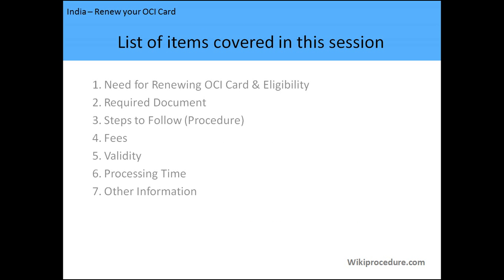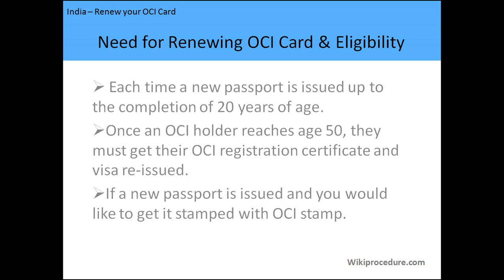So these are the list of items that I'm going to cover in this session. There are three eligibilities for a person to apply for or renew their OCI card. The first one is, if you're below 20 and you have a new passport, it is a requirement that you renew your OCI card stamp on your new passport. The second one is, if you already have an OCI card and you have reached the age of 50, then you have to renew your OCI card booklet and the stamp in your passport. The third is, if you have a new passport issued and you have your stamp on your old passport, then you could renew your OCI card stamp on your new passport. So these are the three eligibilities through which you're eligible for renewing your OCI card.